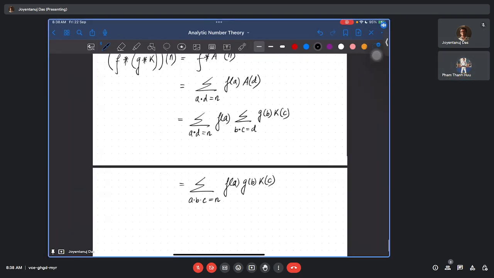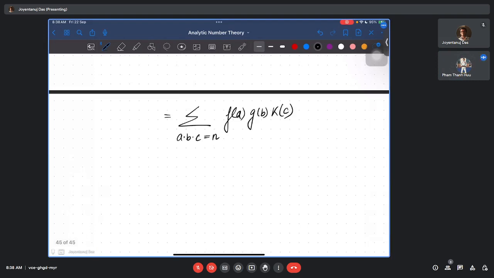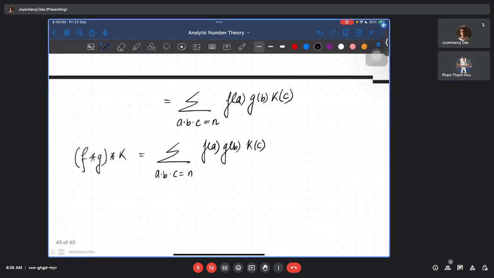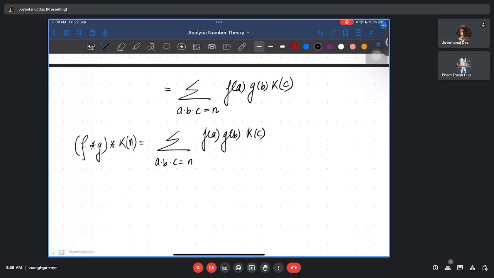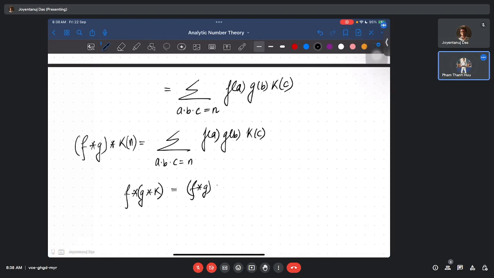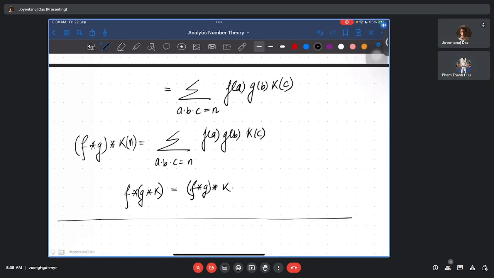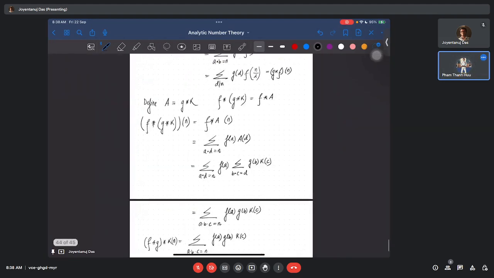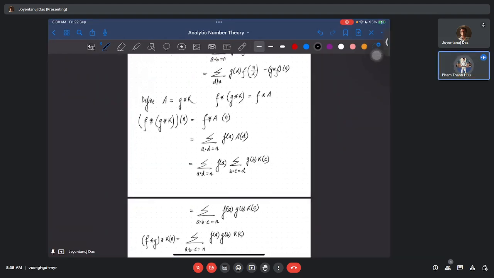Similarly, if I start with the other direction, f star g, then star k, we come to the same conclusion: the sum over a product of three terms equal to n of f of a, g of b, k of c. So these two things are equal. So f star g star k is the same as f star g star k with the other grouping. So the Dirichlet product is both commutative and associative.